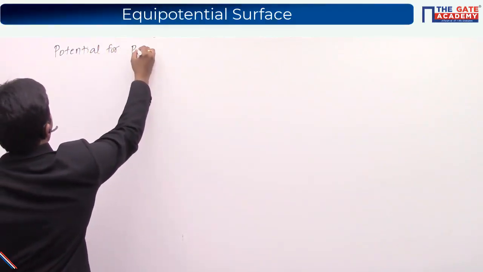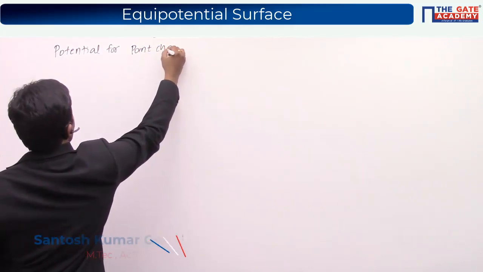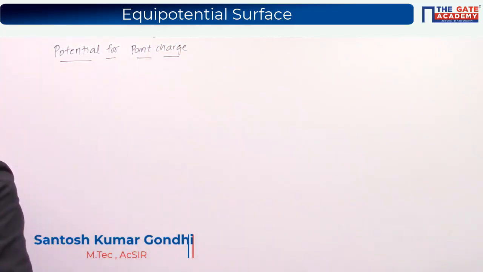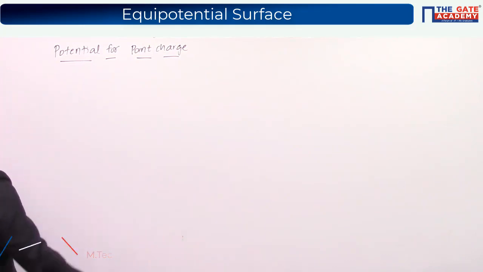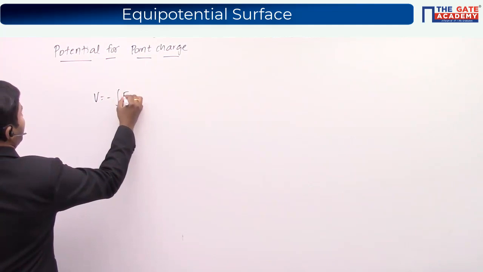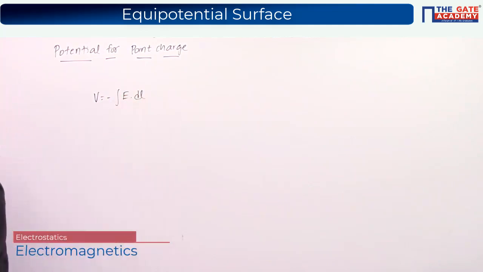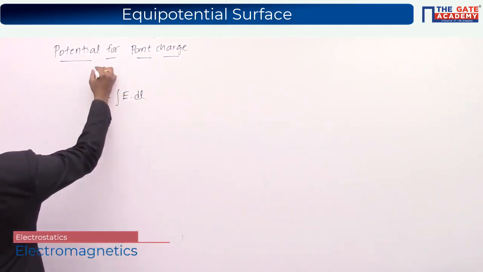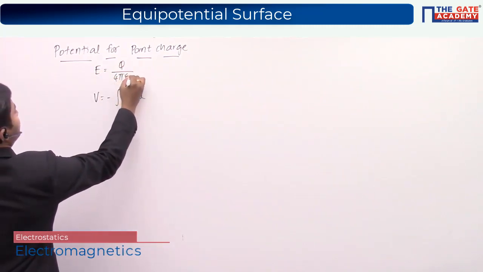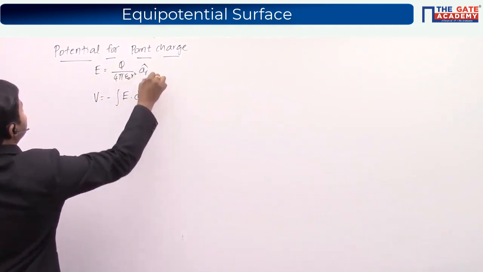Potential for point charge. We would be using the relation that potential is equal to minus integral of E dot dl. And we know the electric field formula.